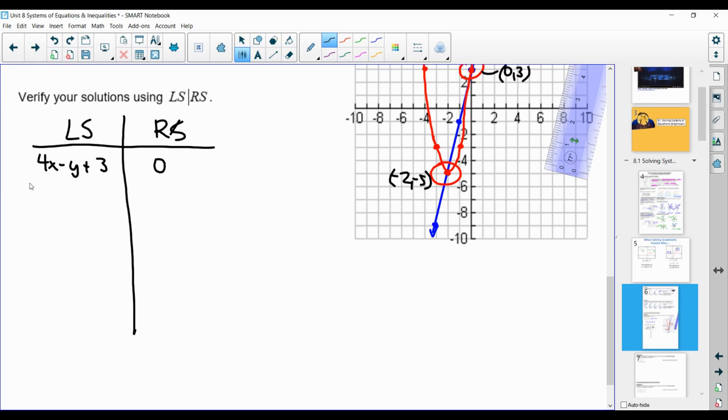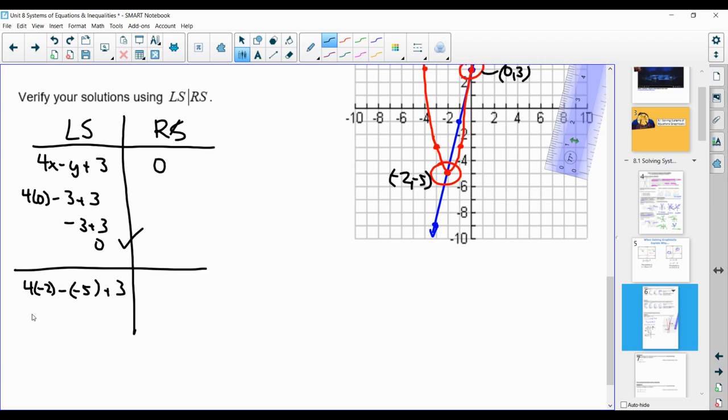So subbing in our first solution of (0, -3), we have 4 times 0 minus -3 plus 3 gives me 0 minus -3 plus 3, which is -3 plus 3. That gives us 0, so that one works. Checking the next solution, we have 4 times -2 minus -5 plus 3. We have -8 plus 5 plus 3, and that gives us 0. And 0 on the other side means this solution works.